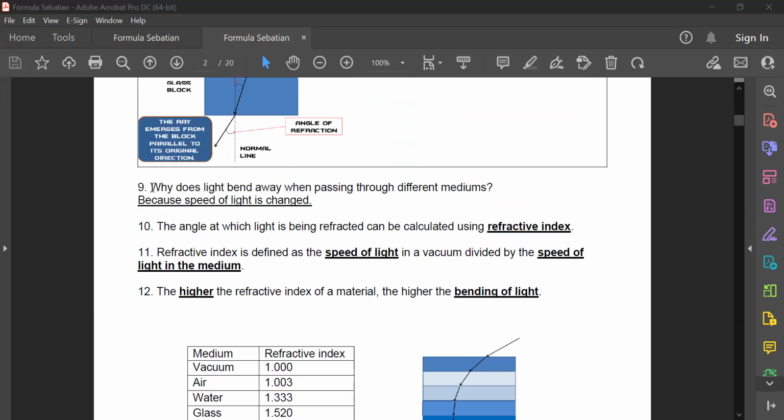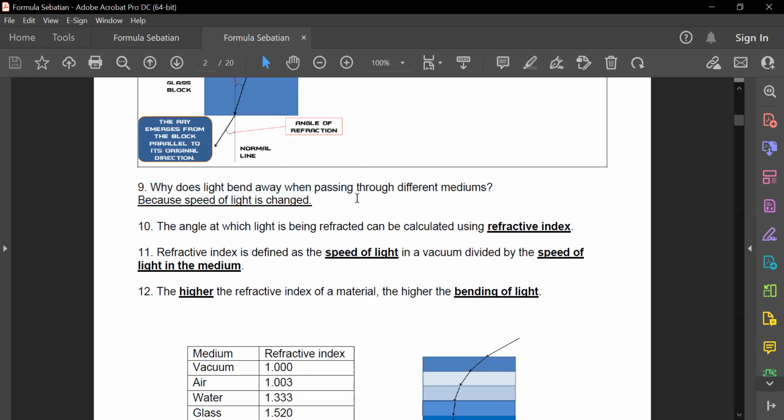Okay, so from here, why does light bend when passing through different mediums? This is simply because the speed of light has changed. Guys, always remember the reason why refraction occurs is simply because there is a change in the speed of the light.